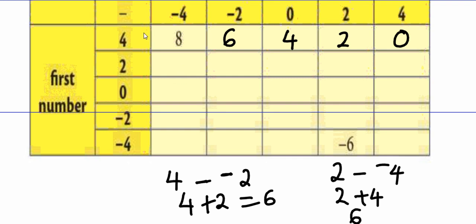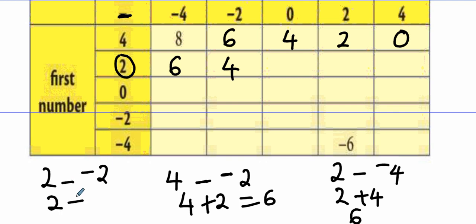So 2 minus negative 4, we got 6. 2 minus negative 2, the answer will be 4. How? This is 2 minus negative 2, and this becomes positive. So 2 plus 2 is 4, and you fill that in over here. This is 4. And when you do 2 minus 0, it is 2. 2 minus 2 is 0.